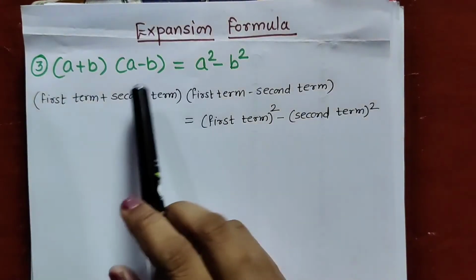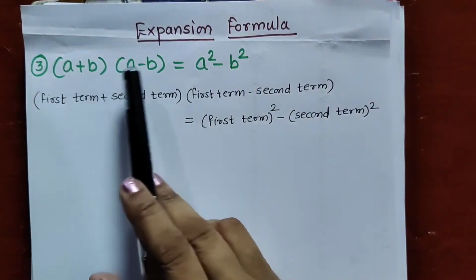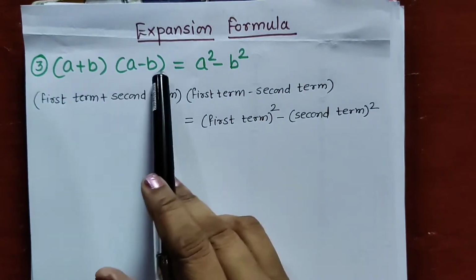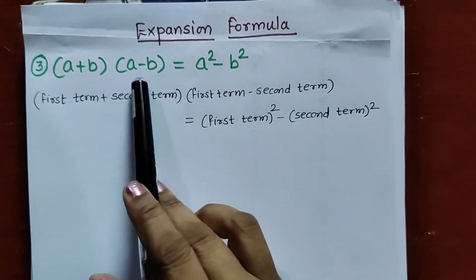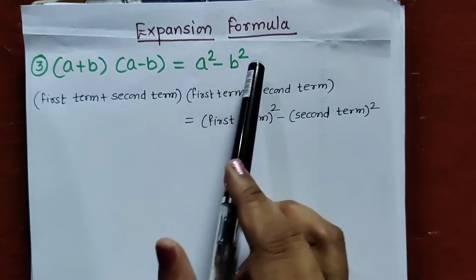So this is our third expansion formula. (a + b) first bracket, (a - b) second bracket, that means (a + b) into (a - b) is equal to a square minus b square.